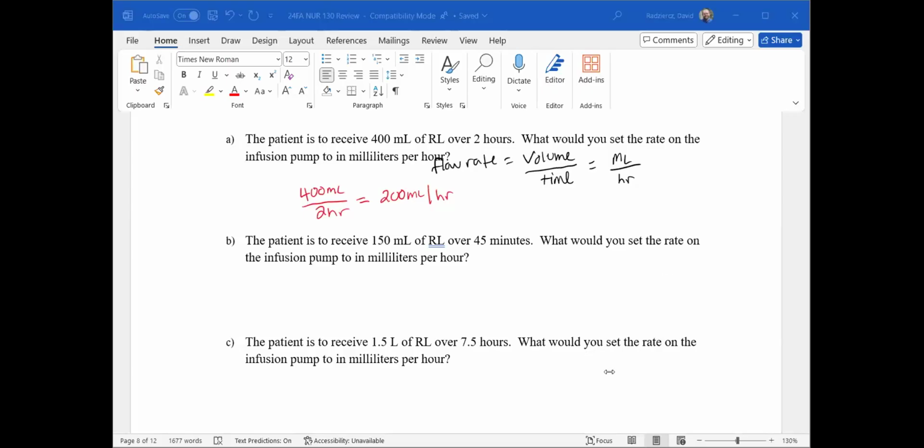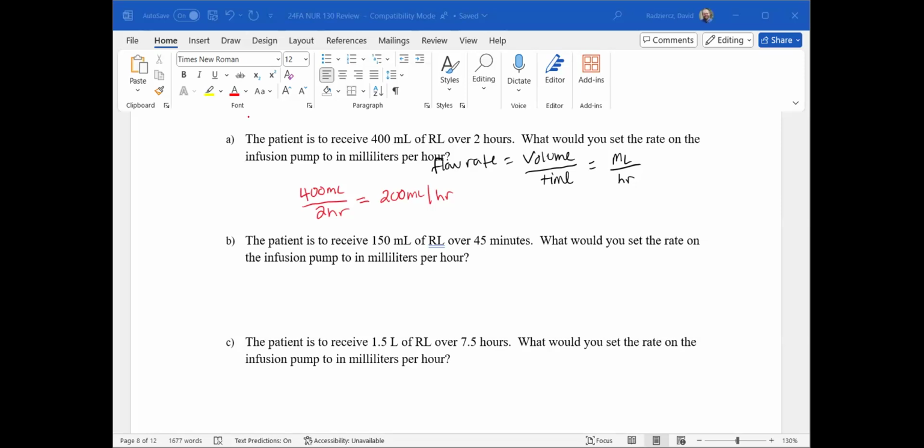Okay, so by sheer luck, every single answer is the same. Each one of these is 200 milliliters per hour. So if you were getting that and going, is this right? It is correct. So let's work through B and C just to make sure we're all on the same page.